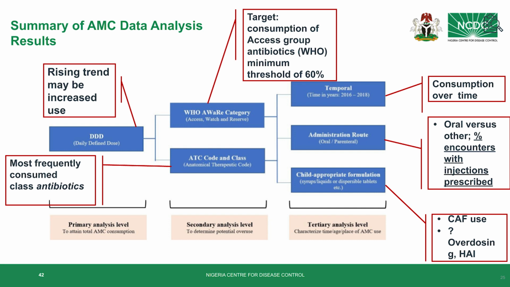And so at the level of defined daily dose, you are able to establish rising trend or increased use of antimicrobial agents. The AWaRe categorization also helps you to determine consumption of the Access group of antibiotics, which is usually supposed to be 60% according to the World Health Organization. It also helps you to determine consumption over time.